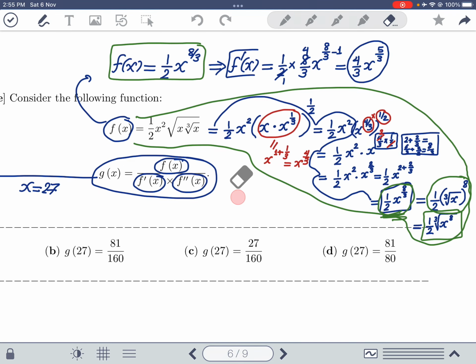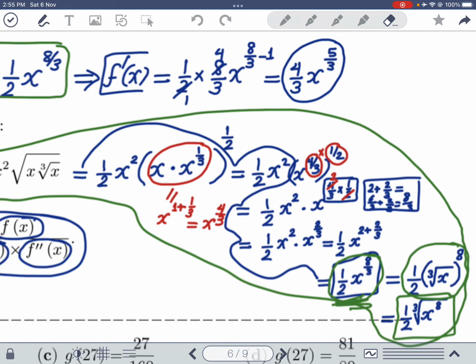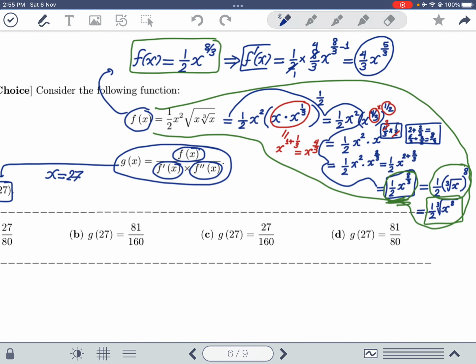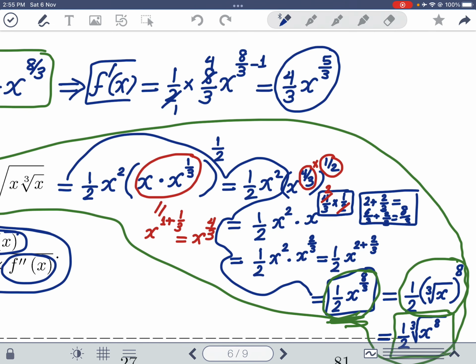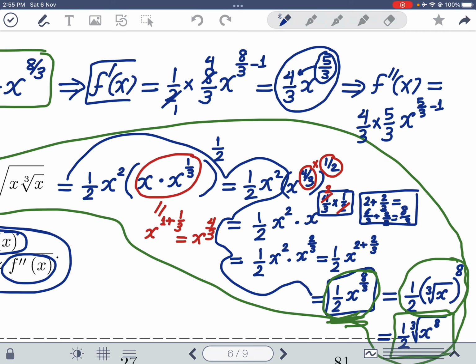I'm going to erase this since it's recorded. You can come back to it at any time, or maybe try not to delete anything yet and just find f double prime. So let's try here. F double prime of x equals, this will come down, and so you'll have 4/3 times 5/3 x to the power 5/3 minus 1. We just applied the power rule, and so 20/9 x to the 5/3 minus 3/3, it will be 2/3. So here finally is f double prime.